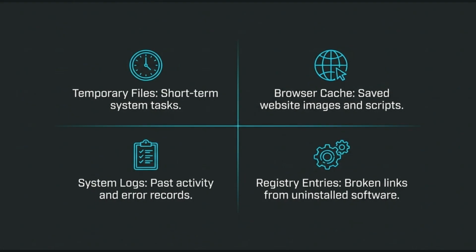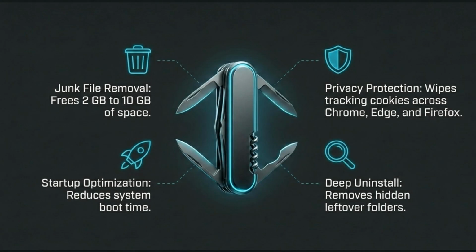These tools target four main types of files: temporary files from short-term system tasks, browser cache, system logs, and registry entries from broken links left by uninstalled software. A comprehensive cleaner acts like a multi-tool. It provides junk file removal, startup optimization, privacy protection by wiping tracking cookies, and deep uninstallation of leftover folders.